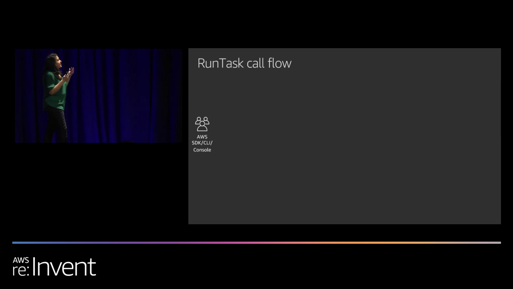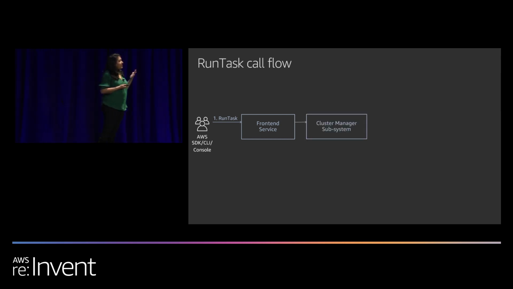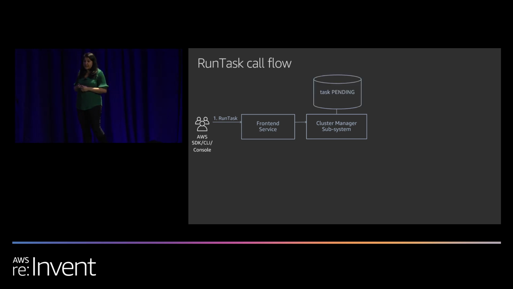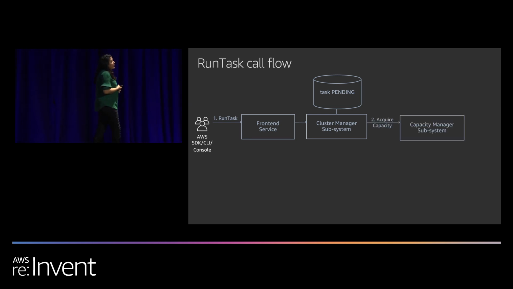So now let's put all of this together and take a look at that call flow one level deeper. RunTask comes in, hits the front-end service, we perform auth, and we perform limits enforcement. Front-end forwards the call back to the cluster manager service, which keeps state about clusters and tasks. So we will add a record in our database for your new task and mark it as pending. And then the cluster manager system will call out to the capacity system to actually acquire capacity for this task.